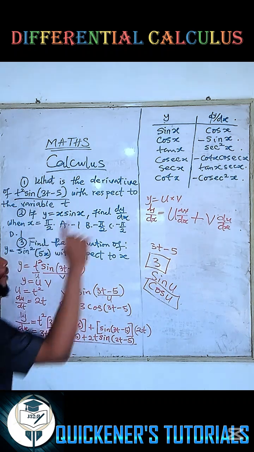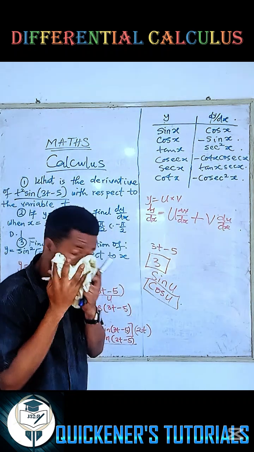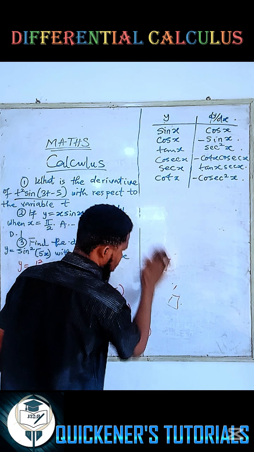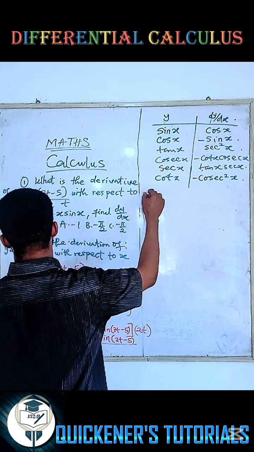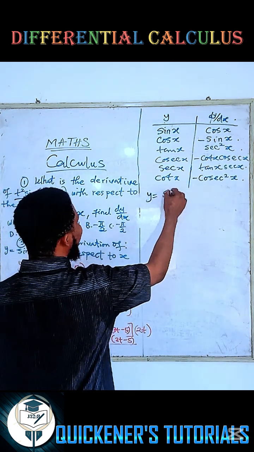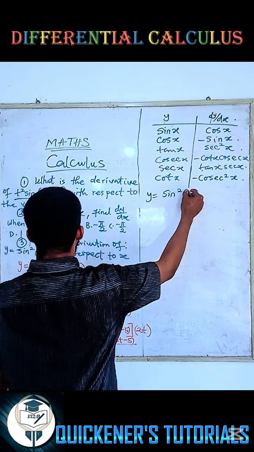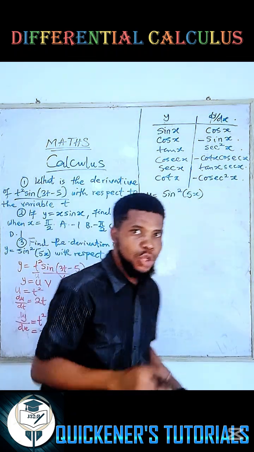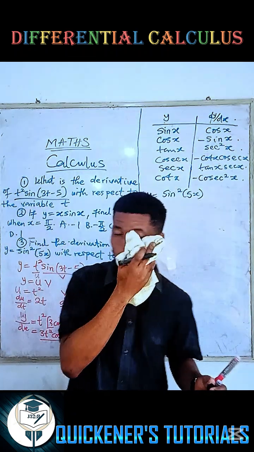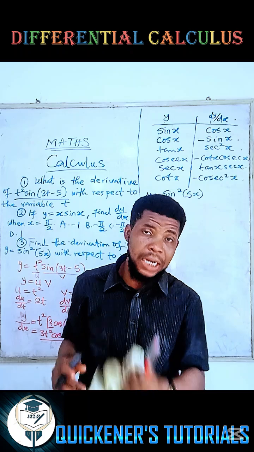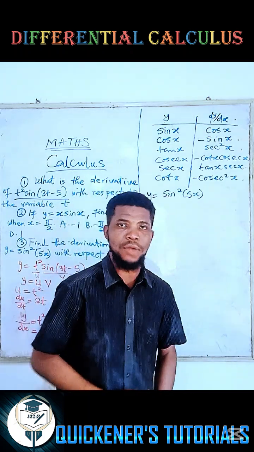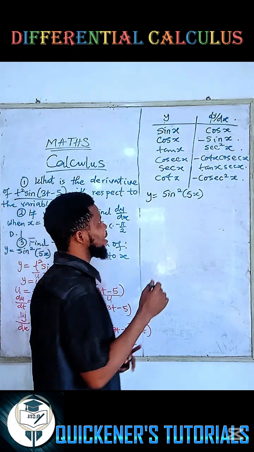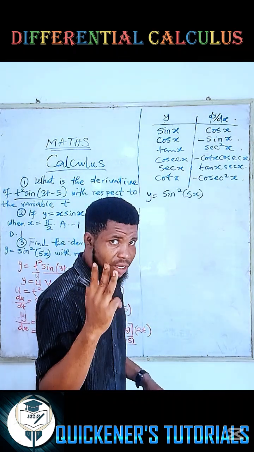Alright? Now let me solve number 2 at this side. We have y is equal to sine squared 5s. For you to solve this, you have to understand what you are seeing. As a mathematician, or a student offering mathematics as a course, you must understand that we have 3 functions here. 3 functions, please. Follow me.